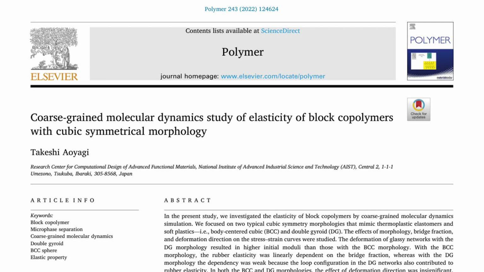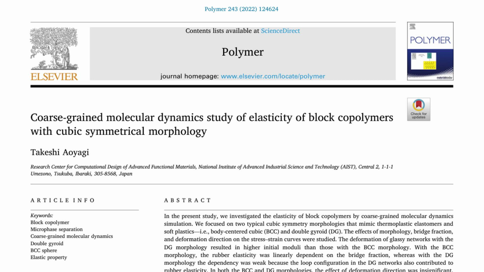In the case of the BCC morphology, the researchers find that the rubber elasticity is linearly dependent on the bridge fraction. They observe that the deformation of glassy networks with the DG morphology results in higher initial moduli compared to those with the BCC morphology. They attribute this difference to the loop configuration in the DG networks, which also contributes to rubber elasticity.